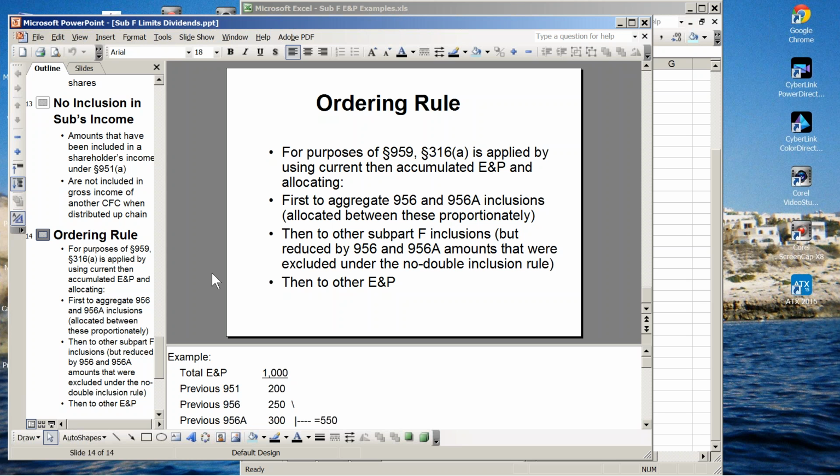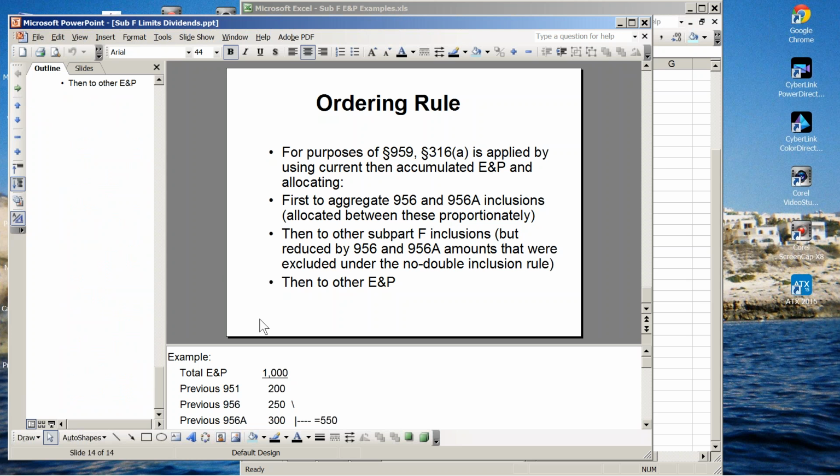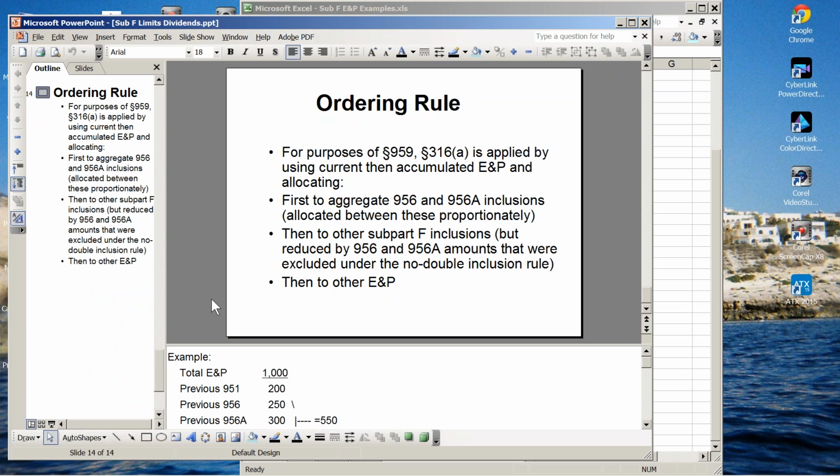And with this, we conclude the bulk of our presentation on Subpart F. I want to mention one thing that I've mentioned before. That's the deemed paid credit that comes with Subpart F. It works the same as the deemed paid credit under 902. There was a law change a few years ago that coordinated the two, so they work exactly the same.